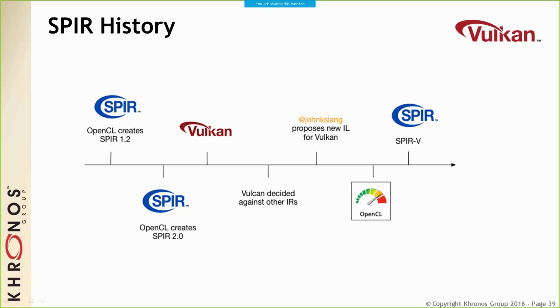And as Vulkan was being developed, John Kessenich, who's in charge of the spec for the SPIR working group, proposed, and was adopted, and obviously lots of other people worked on it, a modification of SPIR to SPIR-V. And as I've mentioned, SPIR-V targets both Vulkan and OpenCL shaders.